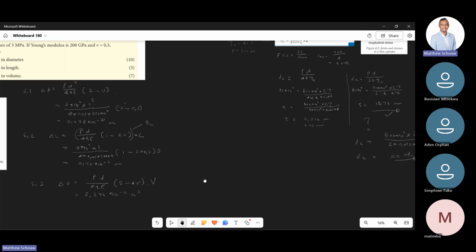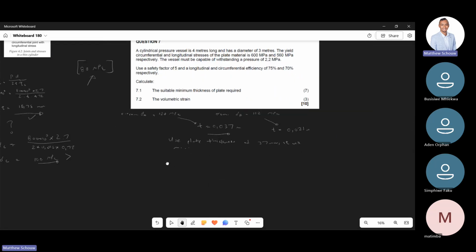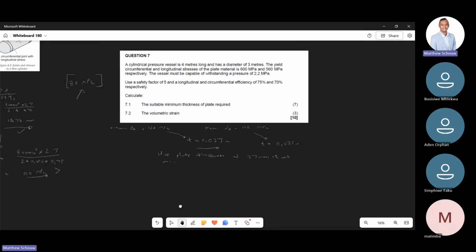Okay, so now let's end off. I want you to find the volumetric strain, which is for 7.2. The volumetric strain is quite simple. It's going to be a change in V over V. Is that clear to everyone? Your longitudinal strain is a change in L over L. Your circumferential strain is a change in D over D. So obviously your volume is that. What we first must do here is calculate our volume, and then we can calculate our change in volume using the same formula.